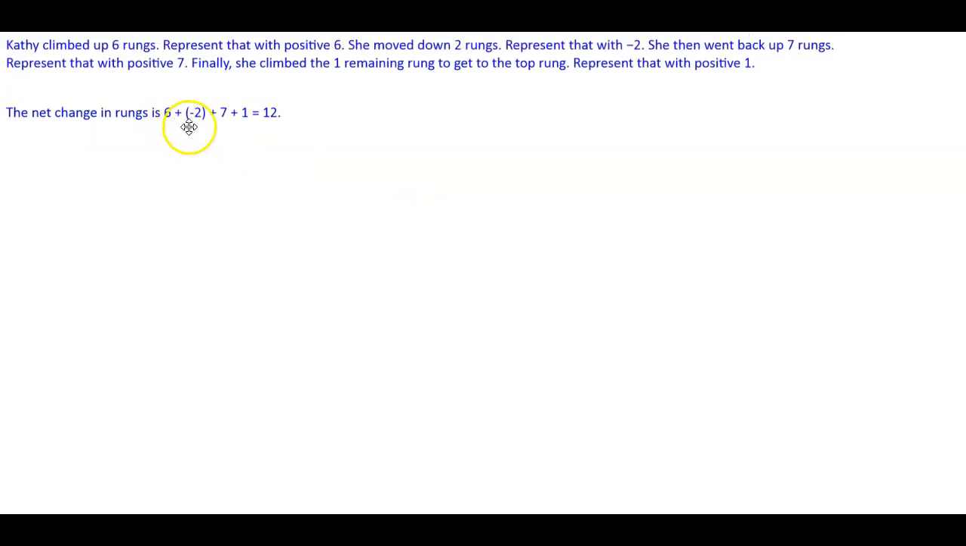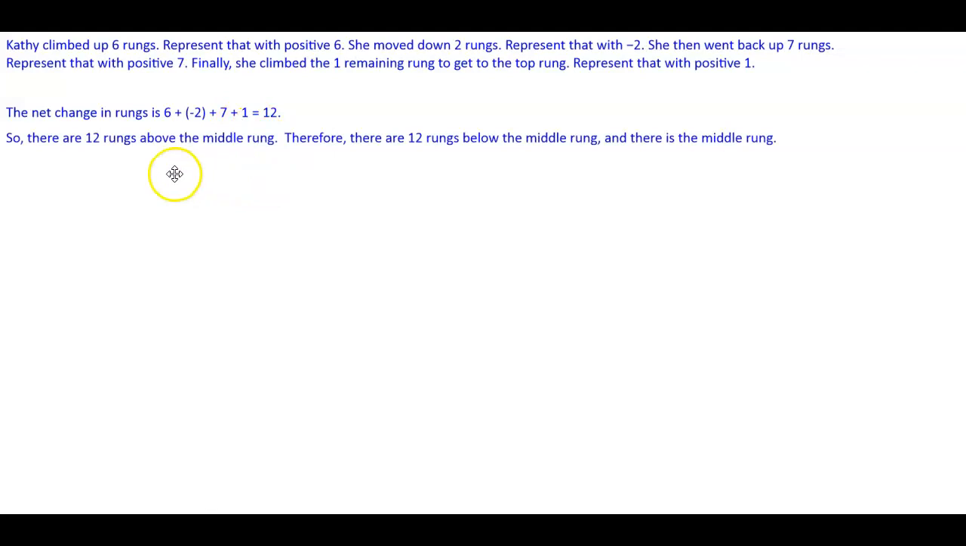So therefore, here's the net change. Positive 6 plus negative 2 plus 7 plus 1 equals 12. So there are 12 rungs above the middle rung. Therefore, there are 12 rungs below the middle rung. And then there is the middle rung.